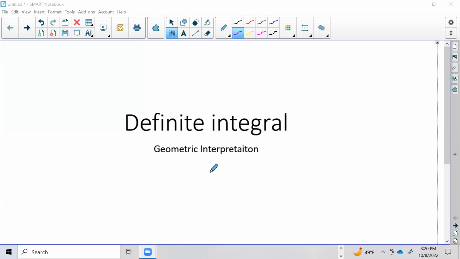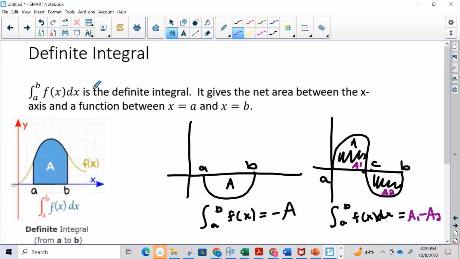So in this video, we're going to look at the meaning of the definite integral and how to approximate it. For the derivative, we said that the derivative means the slope of the tangent line, or the slope at a specific point on a curve. So what is the geometric interpretation of an integral?